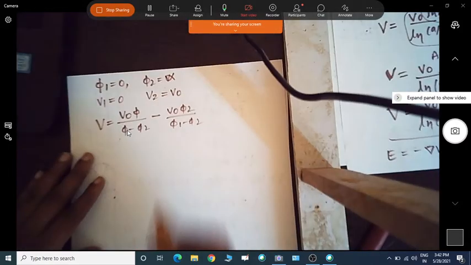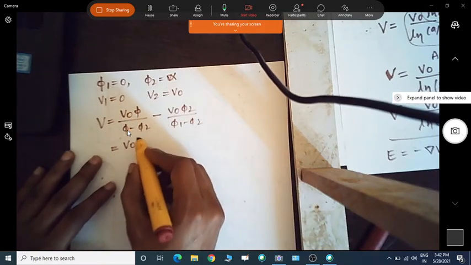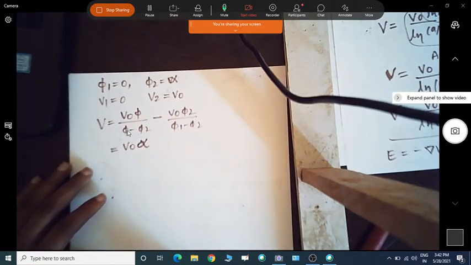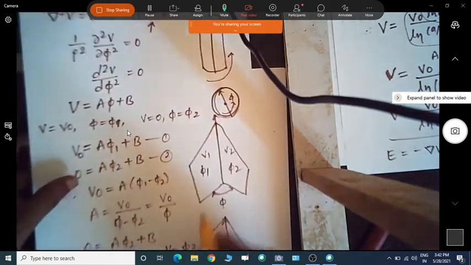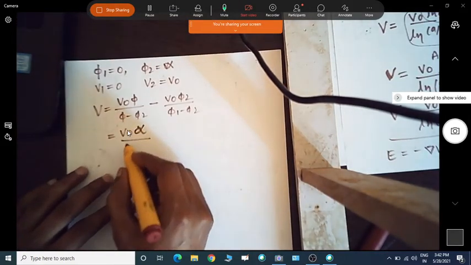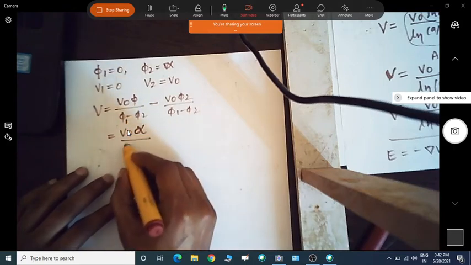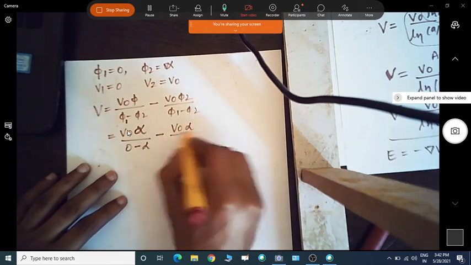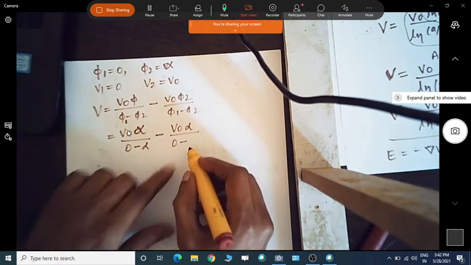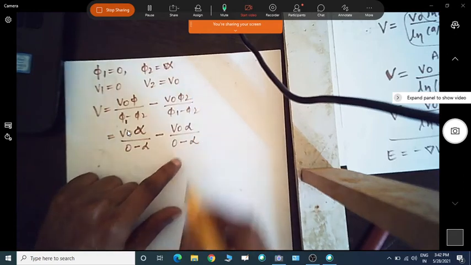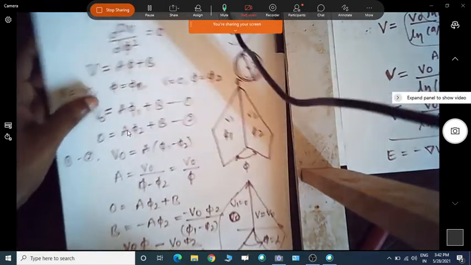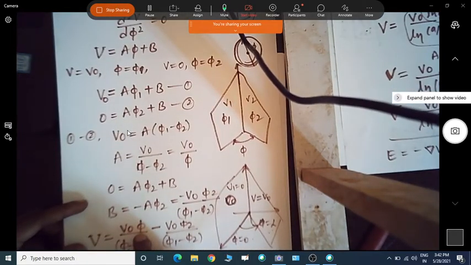Now we can substitute this. We are going to get v naught, phi is now alpha. We have the difference which we have taken, so this is at phi equal to alpha, and we have phi 1 minus phi 2, phi 1 is 0 minus phi 2 is alpha, so minus v naught phi 2 is alpha, so 0 minus, phi 1 is 0 and phi 2 is alpha. So we will have some different values. This is phi.